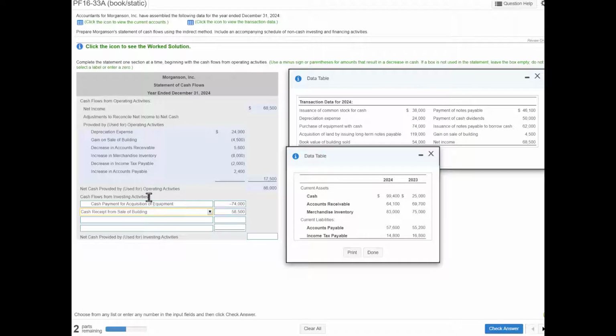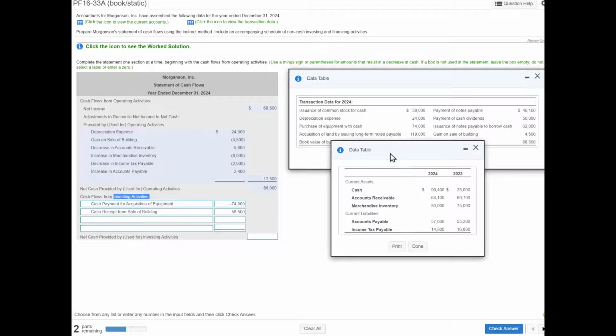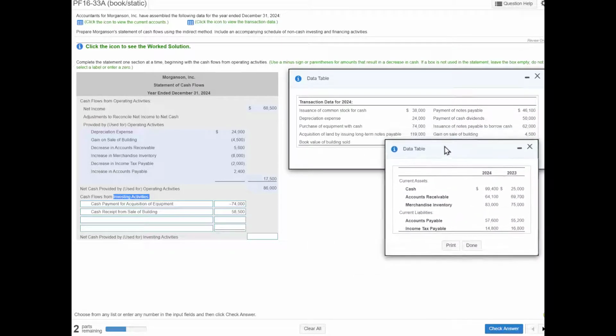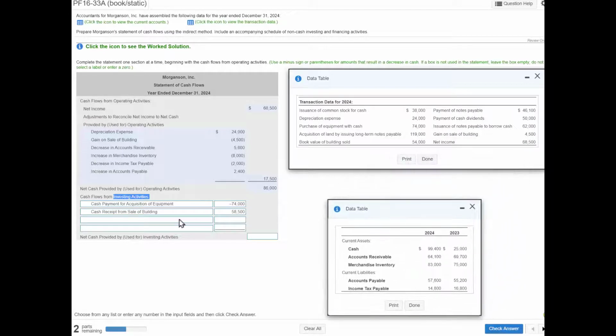We're still working on the investing activity section, so I need to go through here to see if we have any other long-term assets. Payment of note payable, that's a liability. Payment of cash dividends, nope. So we're done with this investing activity section. We're going to take 58,500, subtract 74,000, and we get minus 15,500. What this means is cash went down, so we were spending cash for investing activities. And mostly it was for acquiring equipment.